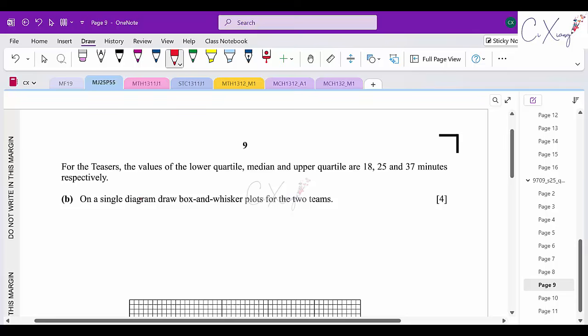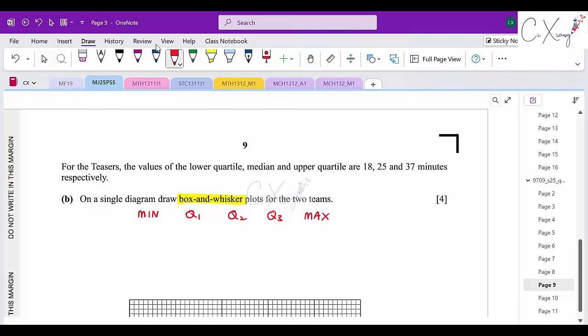For 5b, now they say that for Teaser, the values of the lower quartile, median, and upper quartile are these ones, respectively. On a single diagram, show box and whisker plot. Highlight the keyword box and whisker plot. To get the box and whisker plot, you actually need 5 important values here. So you should have the minimum, Q1, which is the lower quartile, Q2, which is the median, Q3, and also the maximum value.